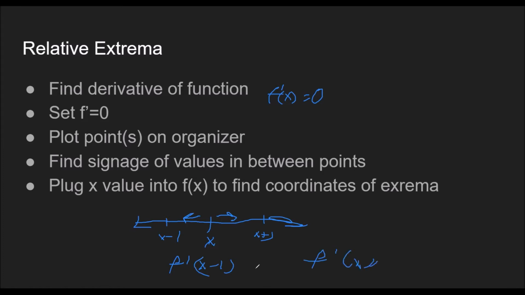Now, why do we want to do this? Surely we've already gathered all the information we need, right? We just need to find when f prime of x is equal to 0.